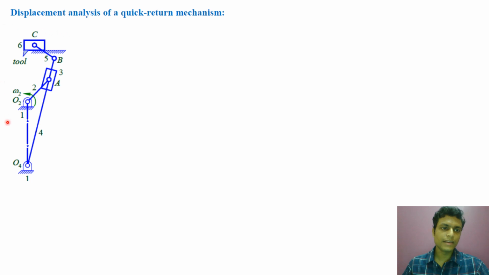This is the kinematic diagram of a quick return mechanism. Link 1 is the fixed link, that is O4O2. O2A is the crank, denoted by link 2. 3 is the slider. O4B is link number 4, that is the slotted arm, and BC is link number 5, and 6 is the slider on which the tool is attached. So this is the kinematic diagram of a quick return mechanism.